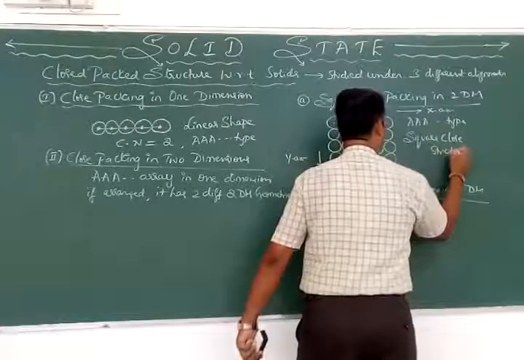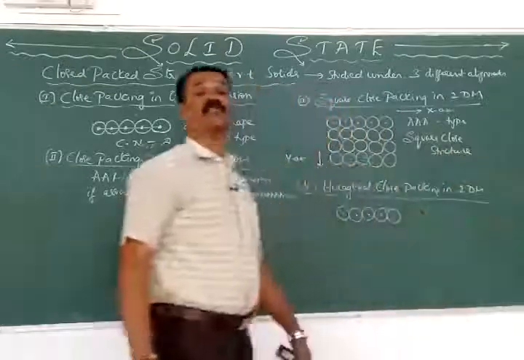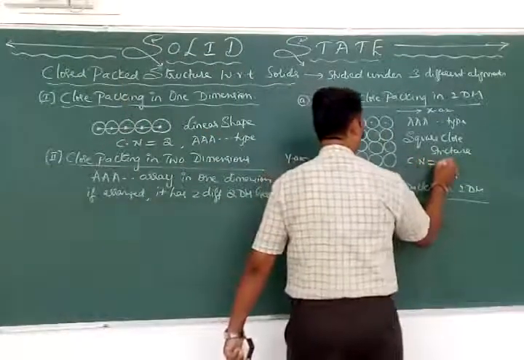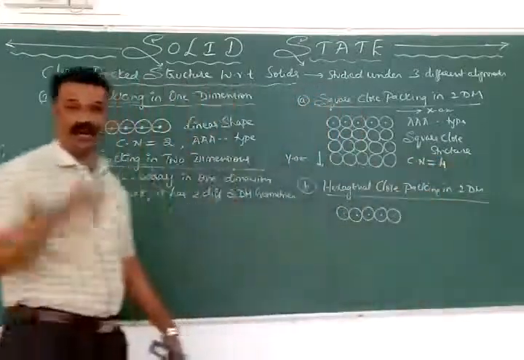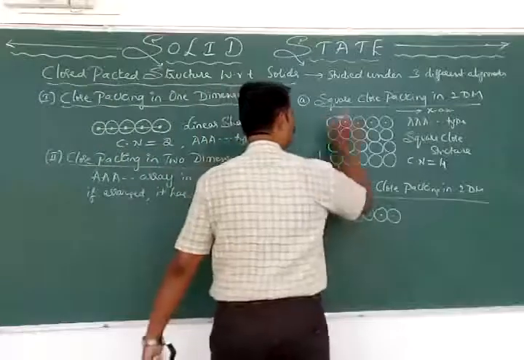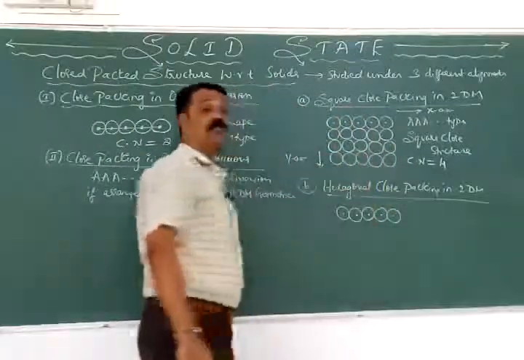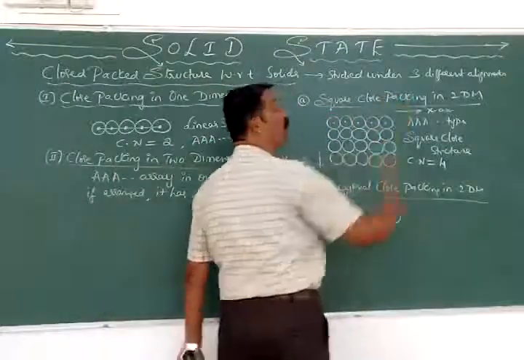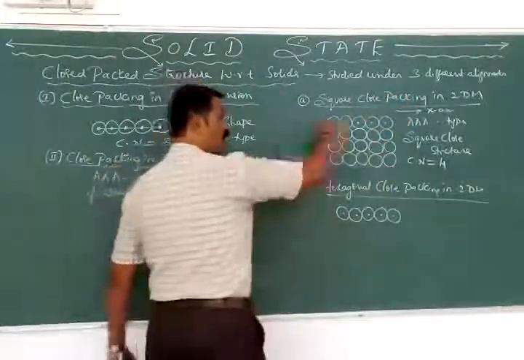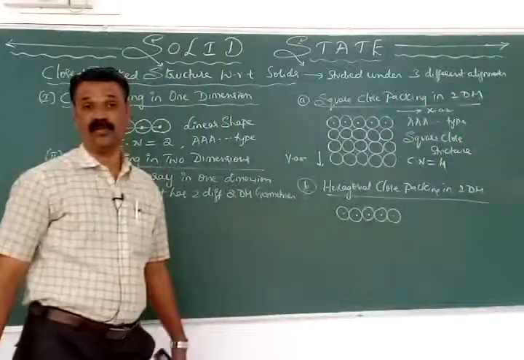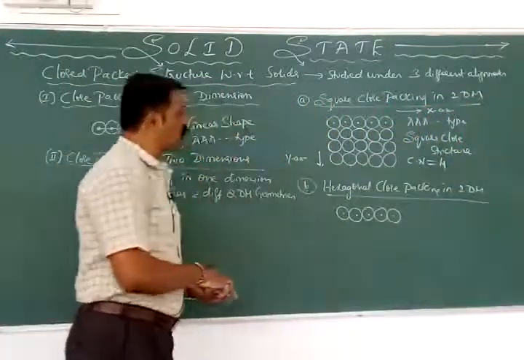What is the shape of that? It is the square close packing structure, having a coordination number of 4 here. This is equal in length and breadth. It is square close packing with respect to the x-axis and y-axis, which means two dimensions. Okay, so why is it called square close packing?